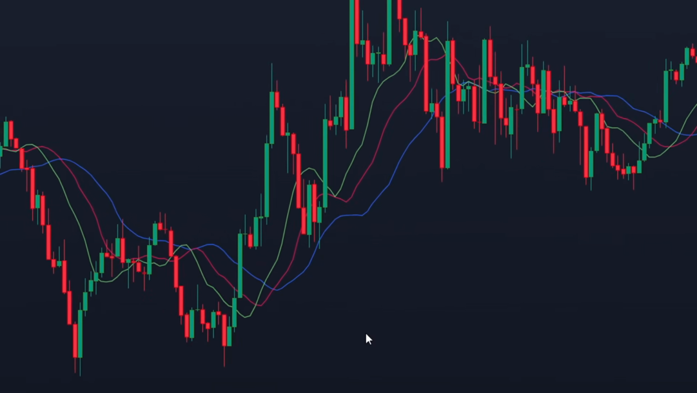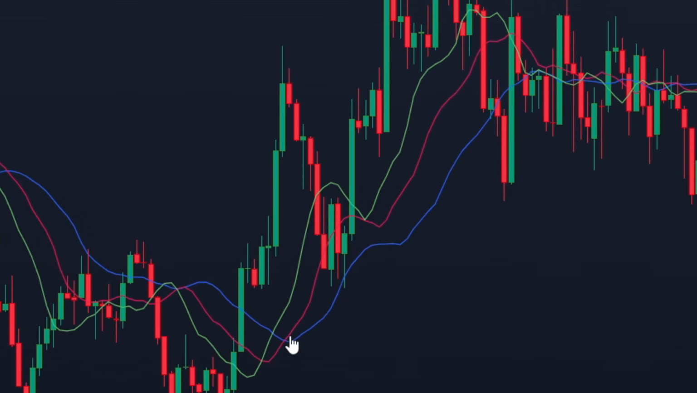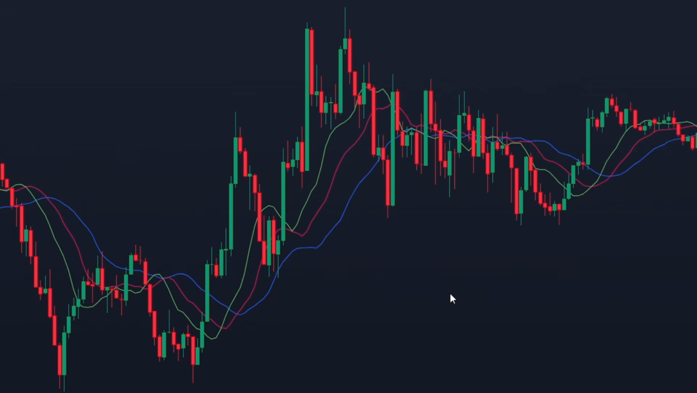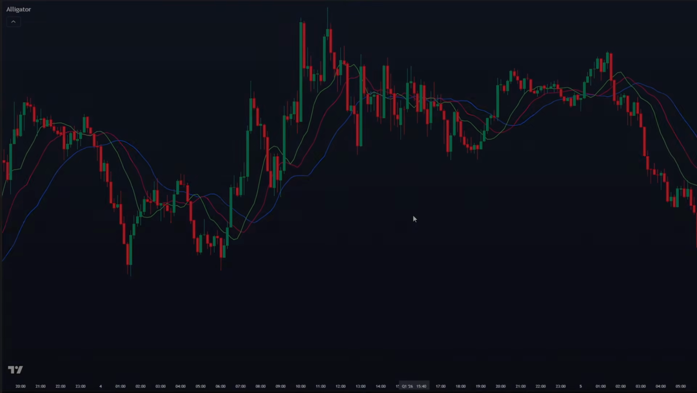A strong trend signal appears when the three lines begin to separate from each other and move in the same direction. This means the green line moves first, the red line follows, and then the blue line follows as well. When this happens, it tells us that the alligator has fully awakened and started hunting. In other words, the market has entered a trending phase. The wider the distance between these lines becomes, the stronger the trend usually is.